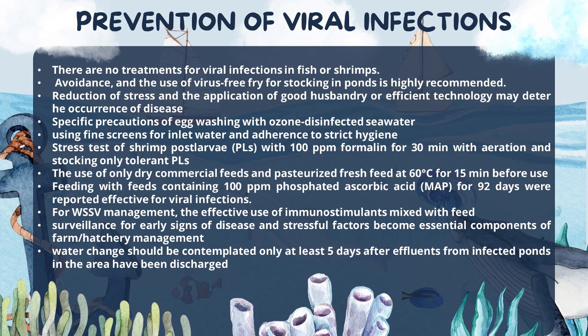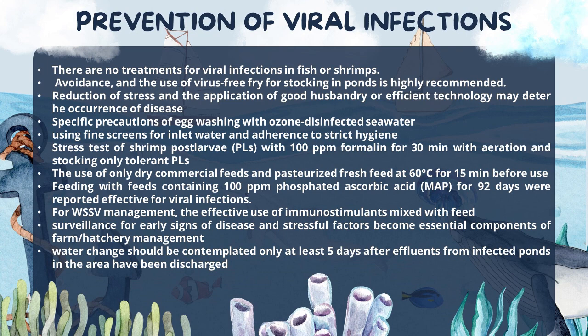The basic consideration in preventing the occurrence of viral disease is avoidance, and use of virus-free fry for stocking in ponds is highly recommended. It should also be borne in mind that semi-intensive and intensive culture systems promote conditions conducive for disease development. As such, reduction of stress and the application of good husbandry or efficient technology may deter the occurrence of disease.